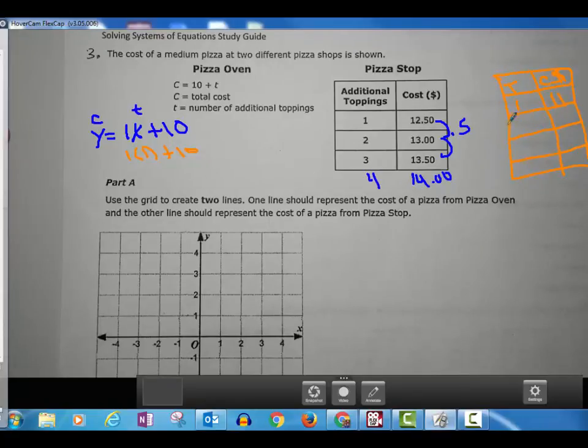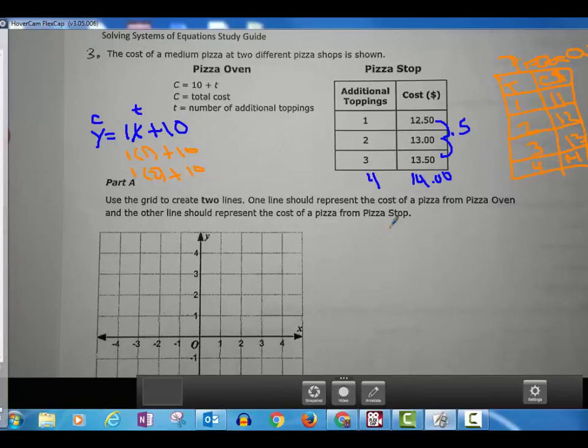So now I'm going to go back over to the pizza oven and keep that one going. If I want 2 toppings, I know my rate of change is 1, and I put in 2. Well, 2 times 1 is 2, plus 10, is 12. I'm already starting to see my pattern. If I want 3 toppings, my pizza is now 13. I'm just going to keep going. If I want 4 toppings, it's going to be $14. At this point, by doing the table, I know that at four toppings, both pizzas will be the exact same price.